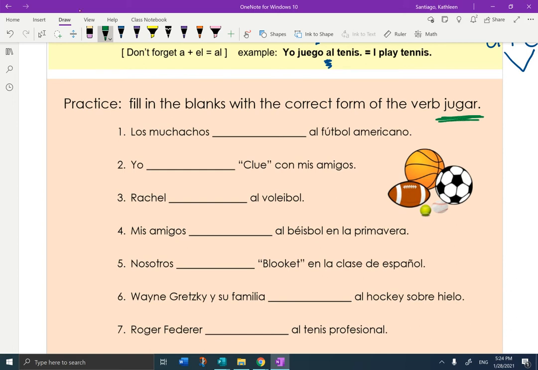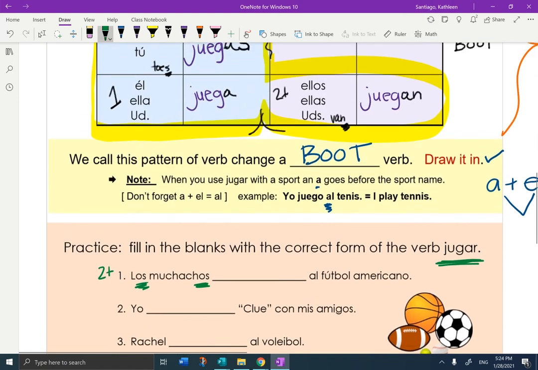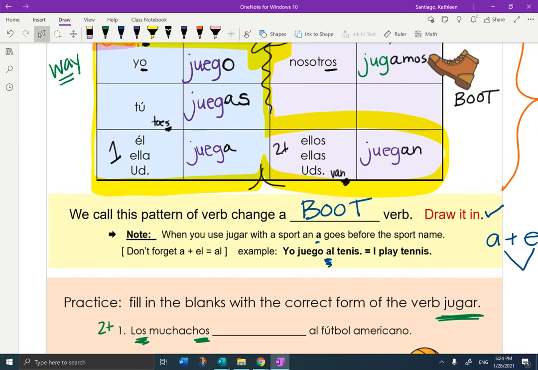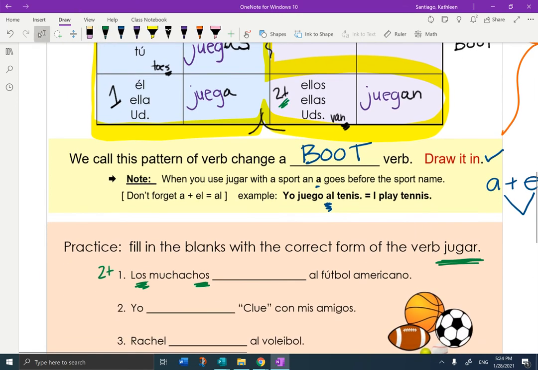So you look at the sentence and look for the subject. Who's doing the action? Los muchachos. How many muchachos are we talking about? 1 or more than 1? Well, it's 2 or more muchachos because it's got an S on the end. So I'm going to scroll up to my chart jugar and find the spot for 2 or more. Here it is, 2 or more. So the form that I need is juegan.